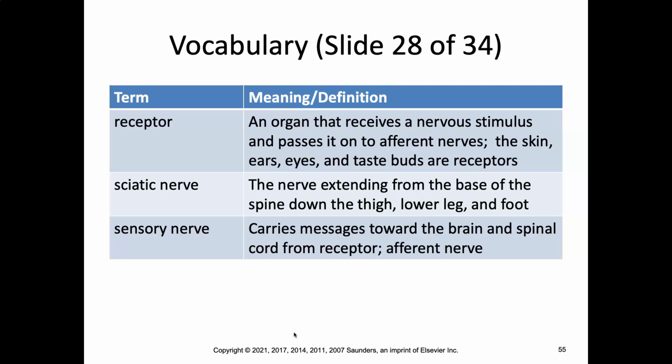Have you ever heard of sciatica? It involves your sciatic nerve. That's the nerve that extends from the base of the spine down your thigh and lower leg and foot, and if you get sciatica, it means that maybe you've got a pinched nerve and it's causing maybe pain, or a sense of tingling, those types of things.